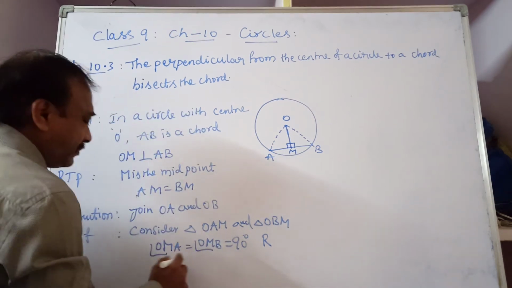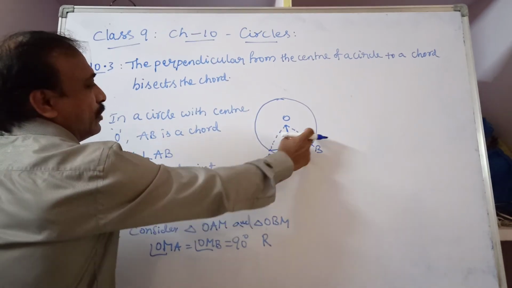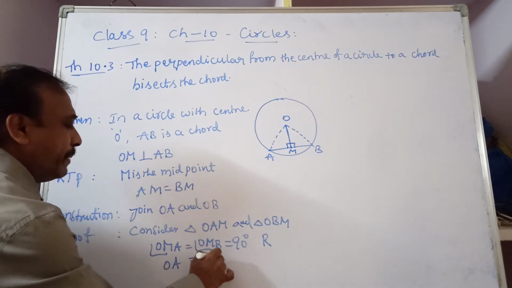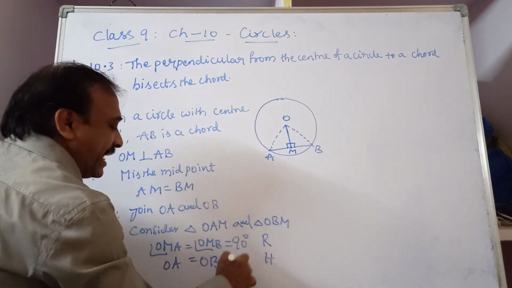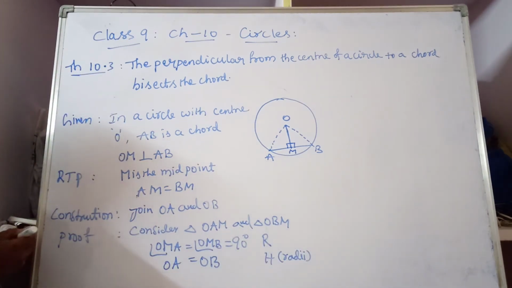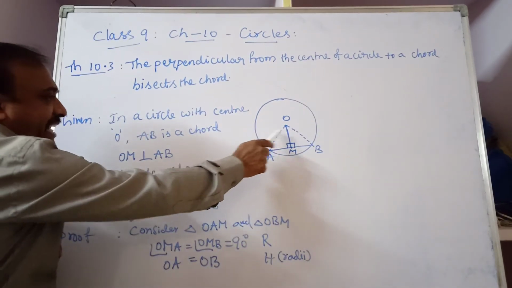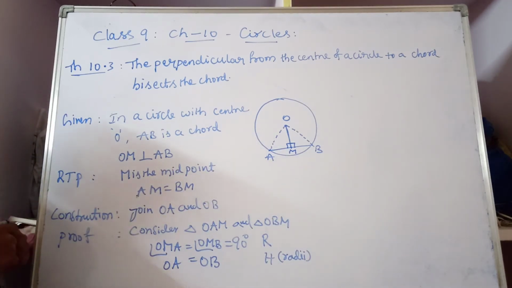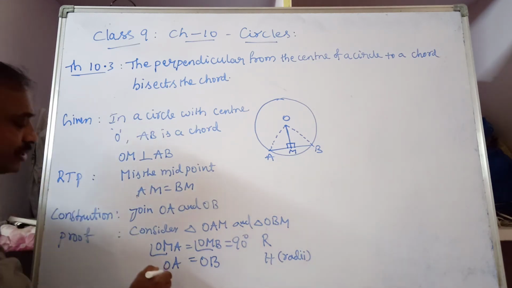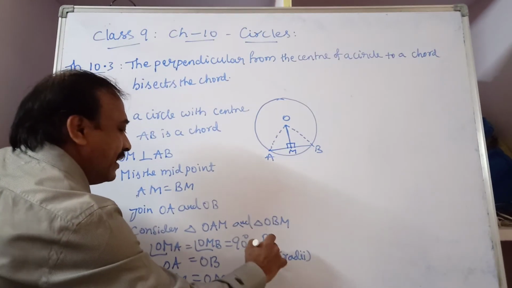Now, opposite to 90 degrees, what do you call? Hypotenuse. So we can write OA is equal to OB, which is the hypotenuse, but actually these are radii. They both are radii of the circle. So we call it opposite to 90 degrees, hypotenuse. And one common side, did you identify in both the triangles? Yes. What is that? OM. Good. So OM is equal to OM, which is a side.